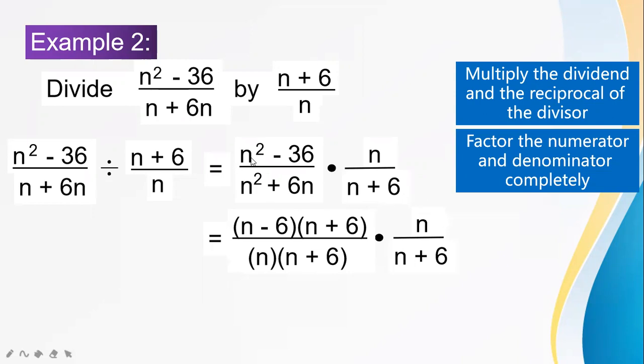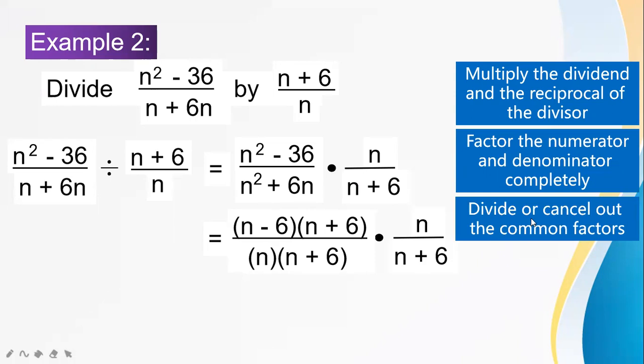So the given factor is n squared minus 36, so we have n minus 6 times n plus 6. Then this one is n squared plus 6n, so find the greatest common factor. Therefore, n is the greatest common factor. Then you divide n squared by the greatest common factor n, so n squared divided by n is n, and 6n divided by n is 6. Then we copy n, then copy n plus 6.